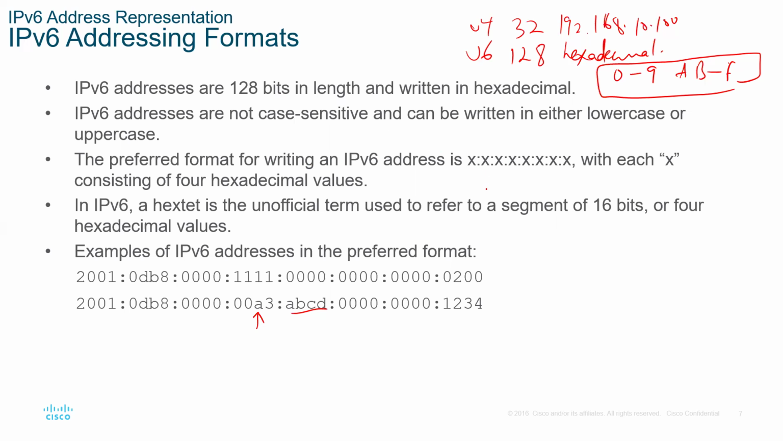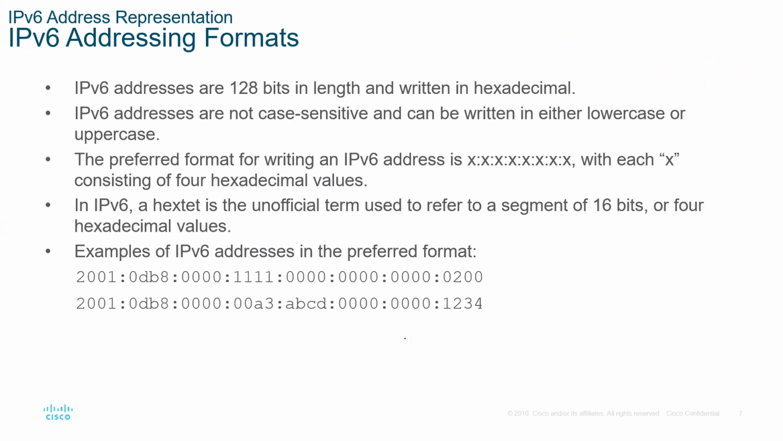Right, so the preferred format for writing an IPv6 address is, okay, let me put it this way. IPv6 has 128 bits. This is binary. When we talk of 128 bits, this is binary. We want to go to hexadecimal. So 128 bits divided by 4, what do we get? We get 32. Because 4 bits, 0, 0, 0, 0, this is 0.